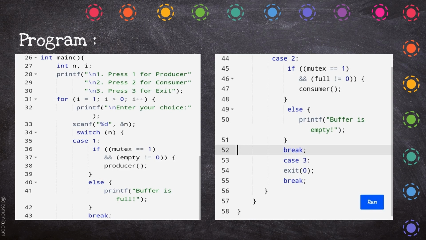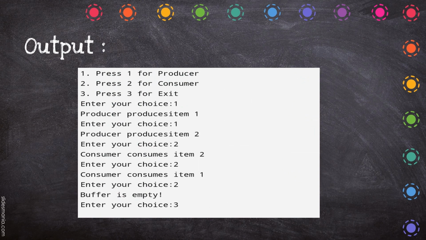This program implements a simple producer-consumer scenario with synchronization to ensure that producers and consumers work together safely. The critical section controlled by mutex guarantees proper synchronization. This is the output of the program.